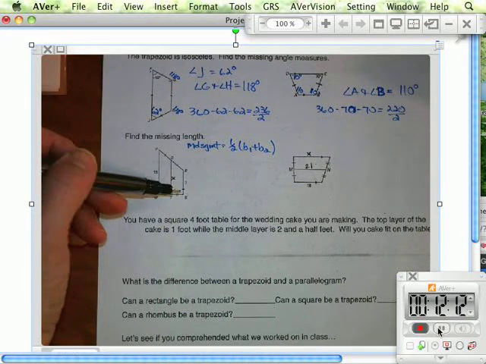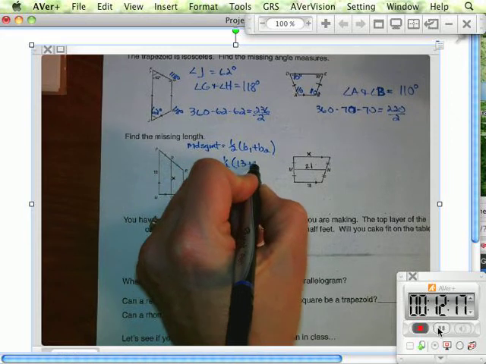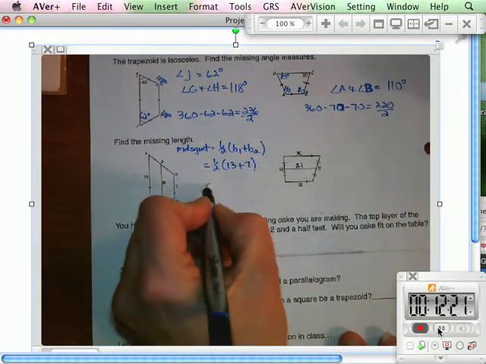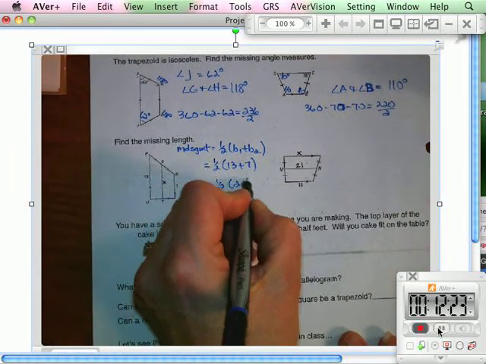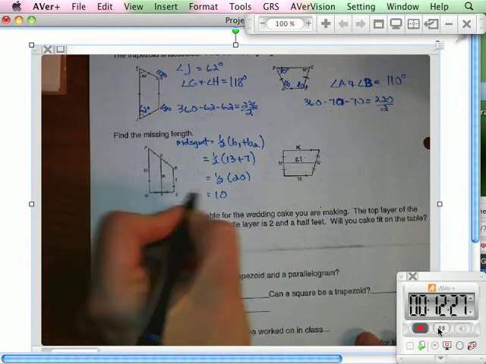So I'm going to rewrite what I know. 1/2 (13 plus 7). 1/2 of 20. What's half of 20? 10. So X equals 10.